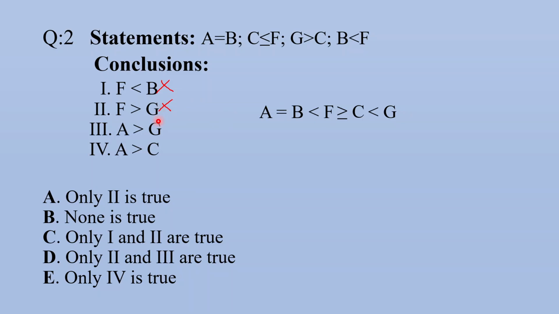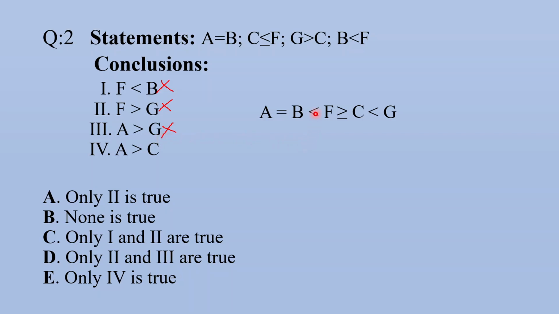Now the third statement is A is greater than G. When we travel from A to G, you can see here that from A to B it's okay, but from B to C there are two signs whose mouths are open in the opposite direction. This sign's mouth is open towards the right, and this sign's mouth is open towards the left. So in this case I've told you that no relation can be set up between A and G. So conclusion 3 is also wrong. I hope this much is clear to everyone.